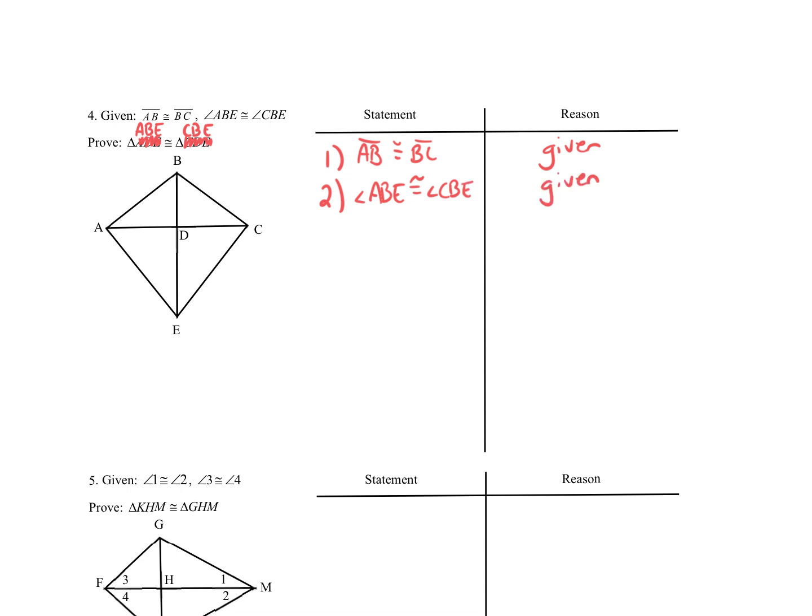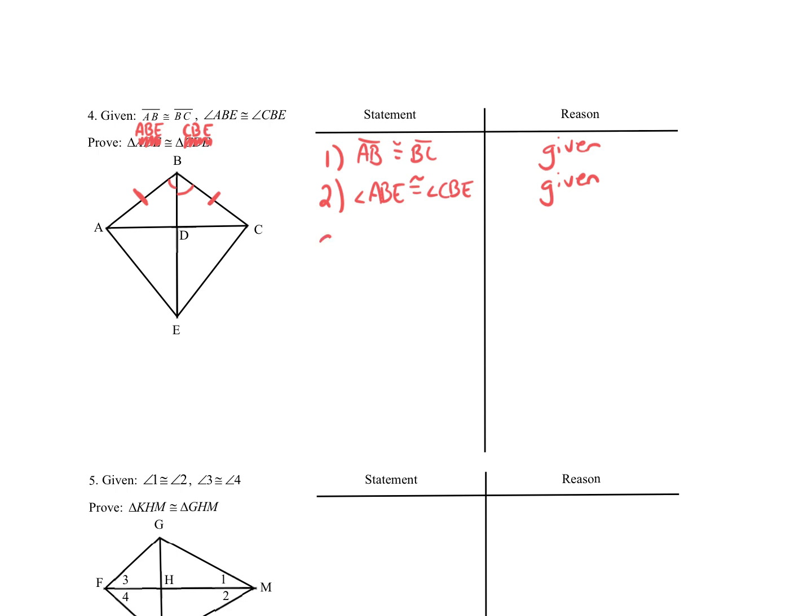What is going to come after the given? I'm going to back up. Back up a little bit. When you put the given in there, what should you do with the picture? Plug it in. Mark it, right? So we know AB is congruent to BC, and ABE is congruent to CBE.